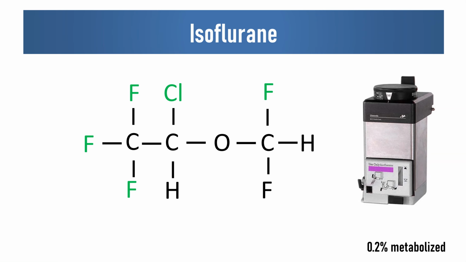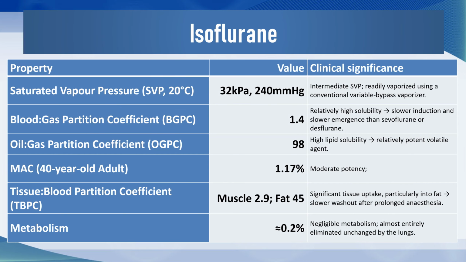By the 1990s, the de facto volatile agent was isoflurane because it solved most of the problems associated with ethers such as methoxyflurane and halogenated hydrocarbons such as halothane. Isoflurane is highly insoluble in blood. Its blood gas partition coefficient is 1.4. In comparison, ether and methoxyflurane have blood gas partition coefficients of 12. So isoflurane is really insoluble in the blood.